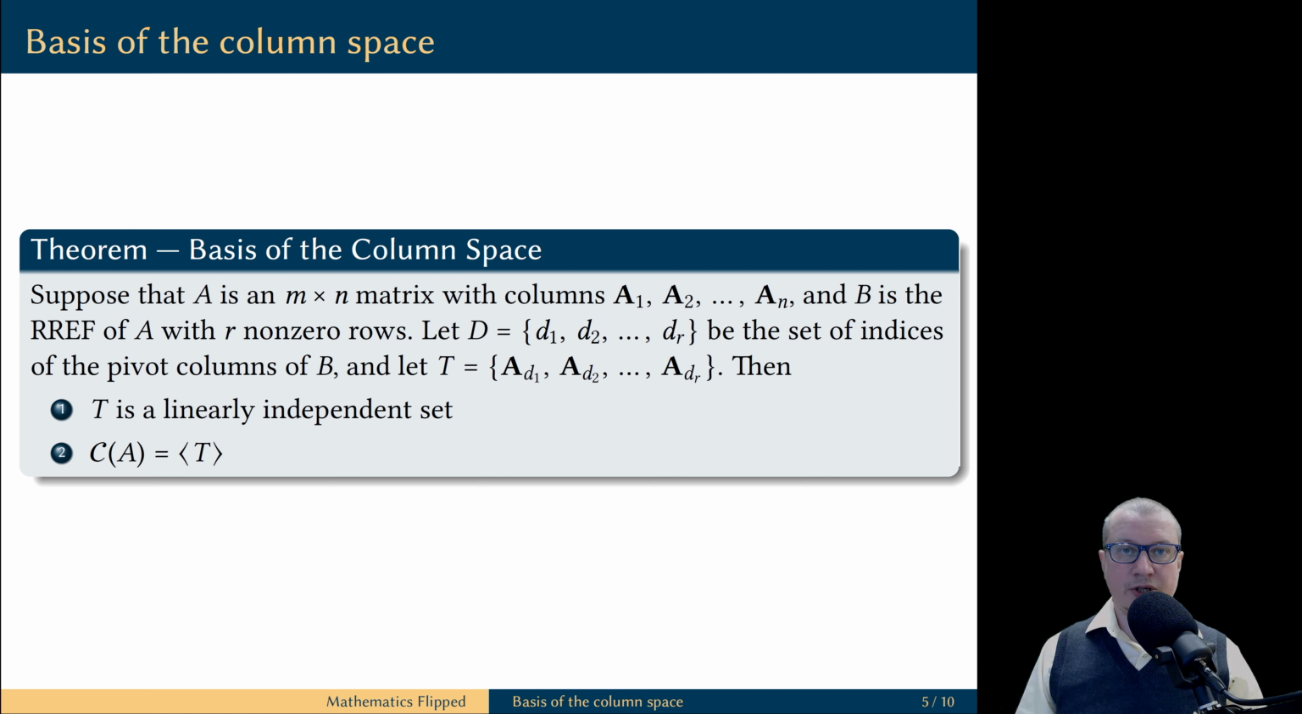Notice the use of the special word basis. This word has a very specific meaning, which we'll discover later in the course, but for now keep in mind, basis means linearly independent set that also spans the space. This result allows us to describe column spaces of matrices in the most efficient fashion.